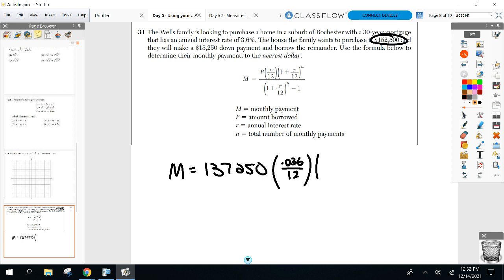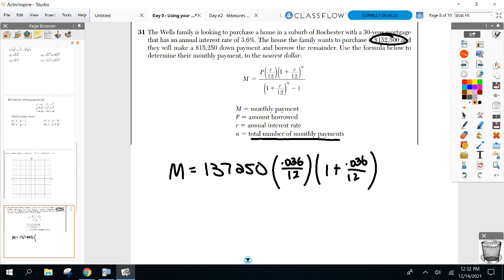Close it. 1 plus, we already know the rate, 0.036 divided by 12. Now here's slightly a little bit more math. Raised to the N, the total number of monthly payments I'm going to need. How are we going to figure that out? What other facts are up here? Exponent. I know it's going to be an exponent, but how do I figure out how many total monthly payments I'm going to make?